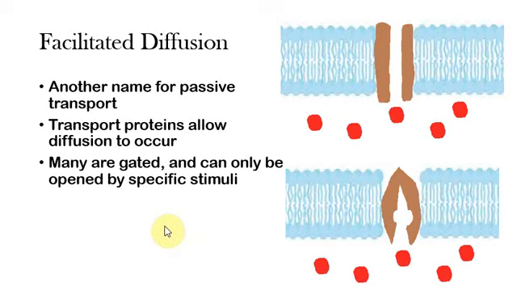The last little definition we need to know is that when a channel protein allows ions to travel across, it's specifically called an ion channel. And so that's all I have for passive transport. It's as simple as that.